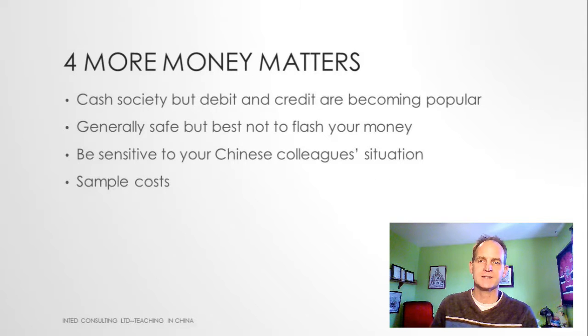And then finally, just a few more comments about money. China is very much a cash-based society, so you can't rely on your debit card like you might do in Canada. If you're like me, I hardly ever carry cash now. I just use a debit card or credit card everywhere I go.